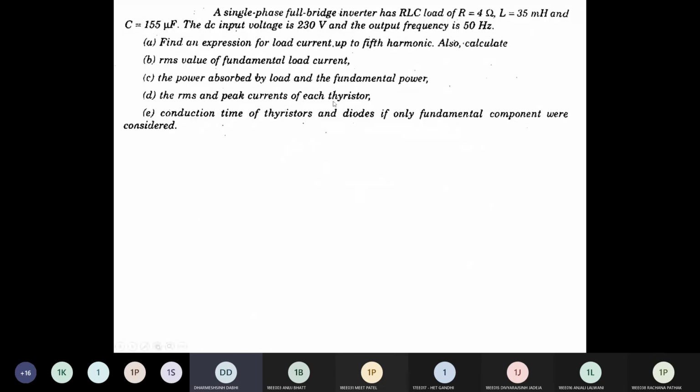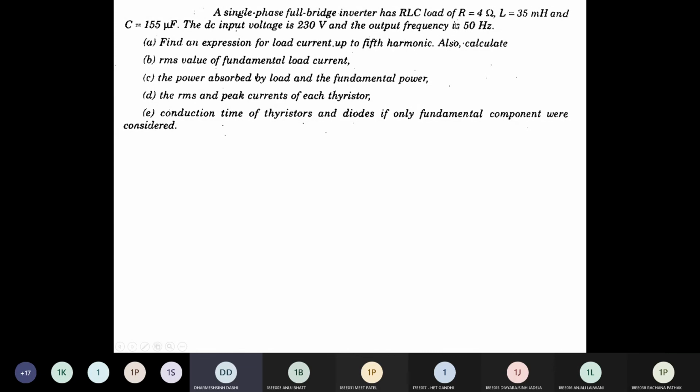We calculated the RMS and peak value of current of each thyristor. Now the last thing is the conduction time of the thyristor and diode, if only the fundamental component is considered. If only the fundamental component is considered, it means we assume all the harmonics are zero, so we get a sinusoidal output. For this condition, what is the conduction time of the thyristor? That means how much time your thyristor will conduct and how much time your diode will conduct. Can anyone give the answer?